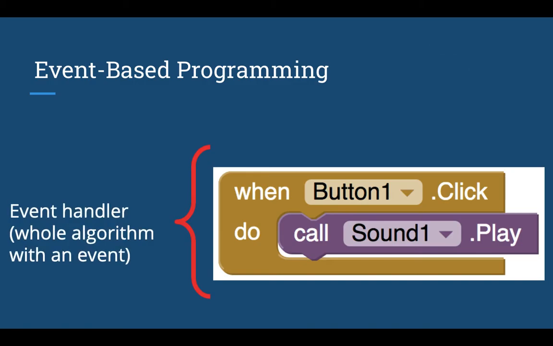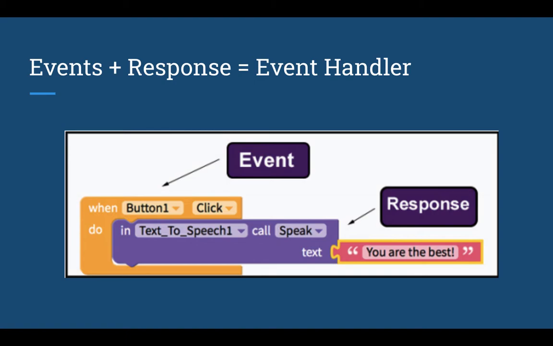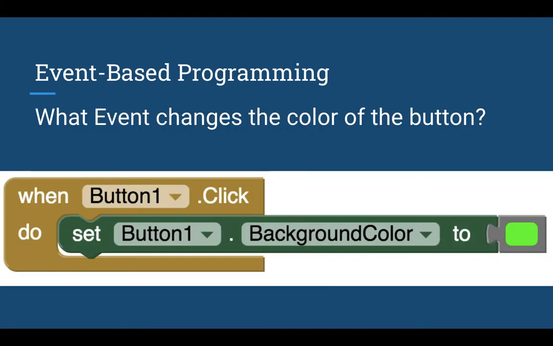A really important concept that I'll reiterate is, you have an event, that's the thing the user does. You have the response, which is the code you build into it. The code which encapsulates the event and the response together is the event handler. So we have events, responses. The events plus the response equals the event handler. So again, you might have an event such as the button 1 clicked. The response was the text-to-speech is called. The event plus the response, those blocks together, it can often be way more than 2 blocks, but in this case it's 2 blocks. That's the event handler.